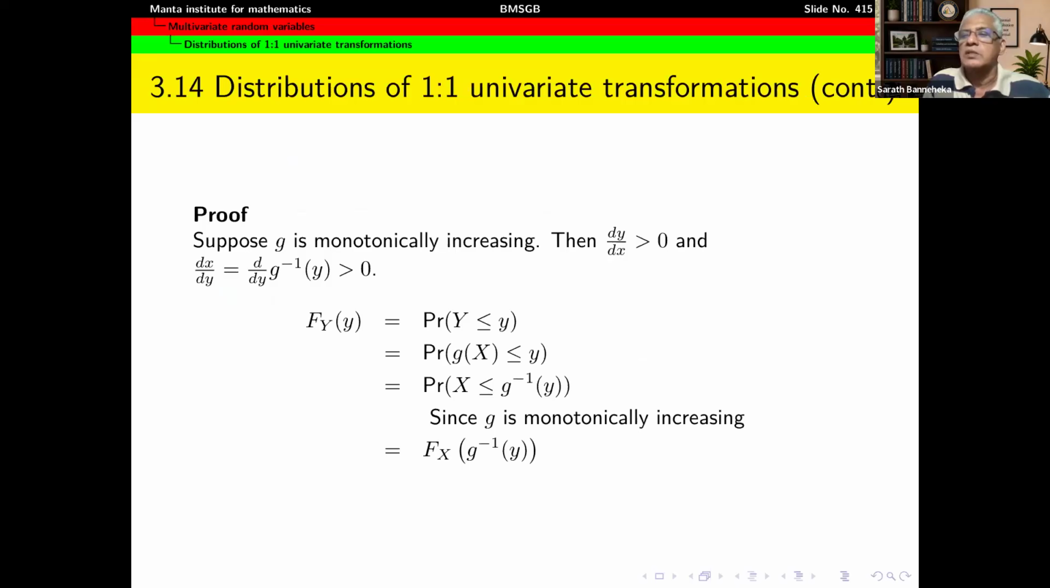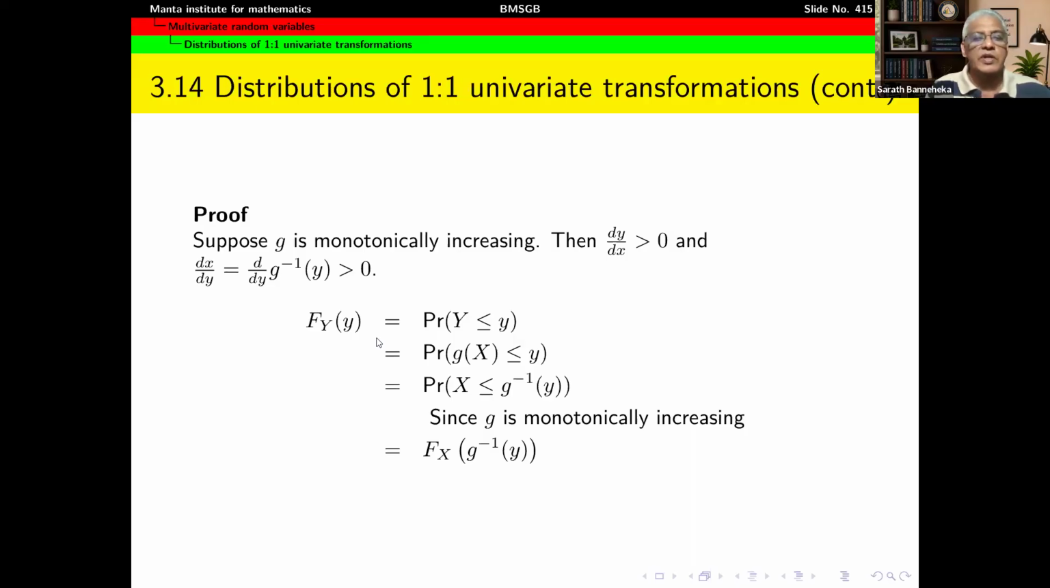Here the transformation that we consider is one-to-one. If g(x) is one-to-one, it is either monotonically increasing or monotonically decreasing. So we are going to consider these two cases separately and then finally get one equation for both cases simultaneously. Suppose g is monotonically increasing. Then we know that the derivative of g with respect to x is positive. That means dy by dx is positive, and therefore dx by dy is also positive.